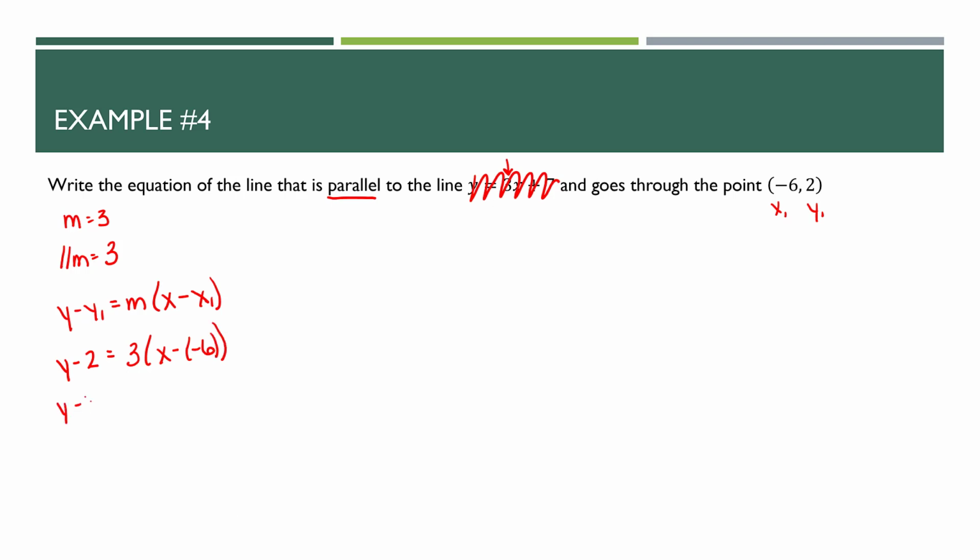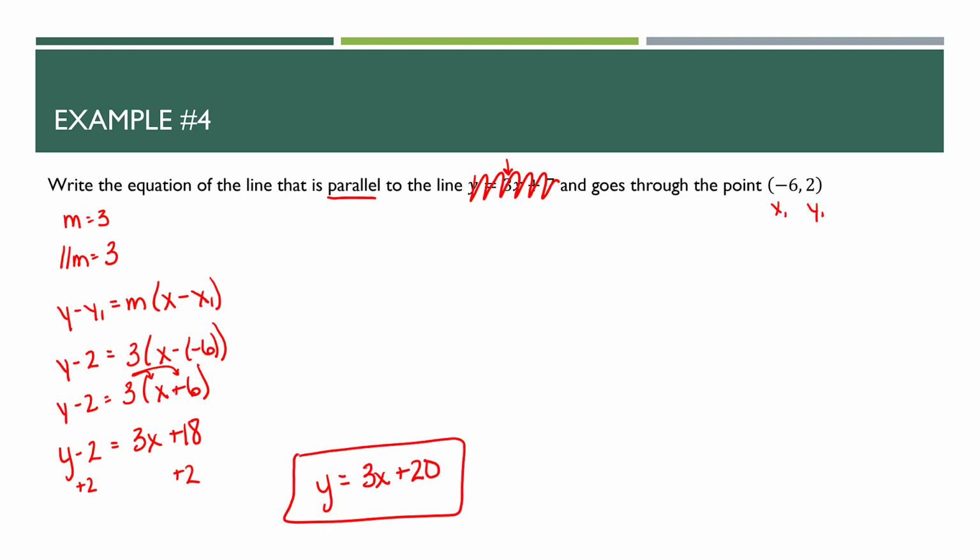So first thing I'll do is I'm going to get rid of this double negative inside. And then I can distribute this 3 for my slope. So y minus 2 on the left, 3x plus 18 on the right. We want to get y by itself, so add 2. So y equals 3x plus 20. So this line goes through the point (negative 6, 2), and it is parallel to this line here.